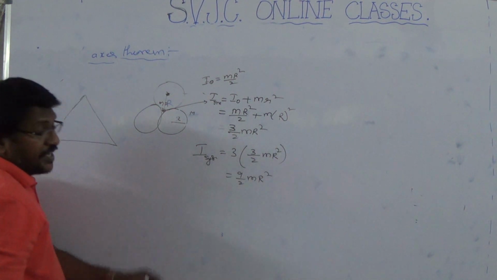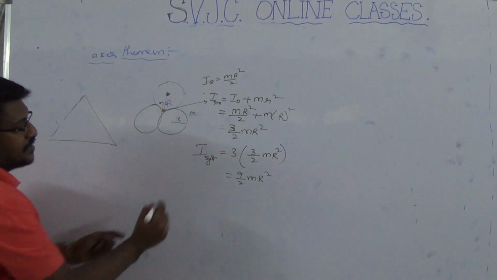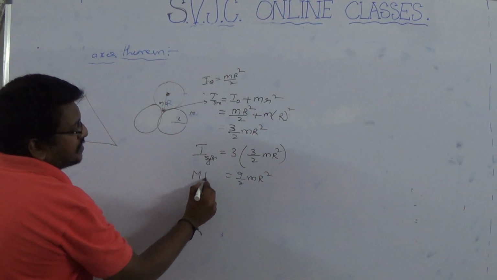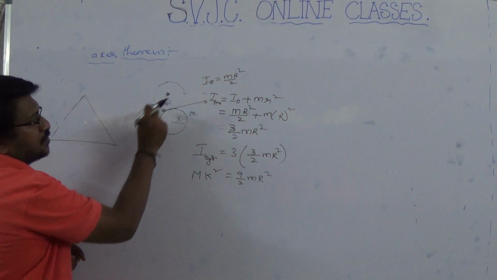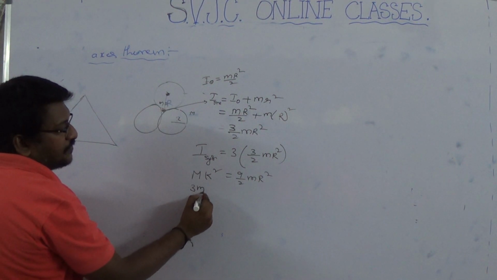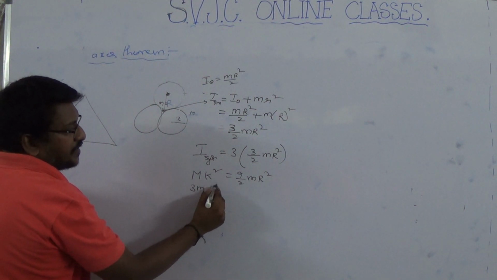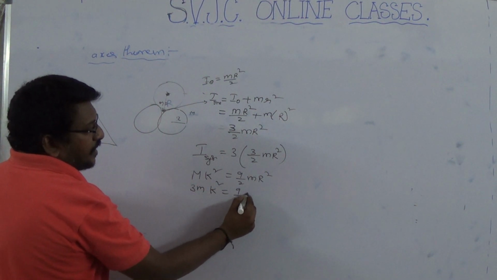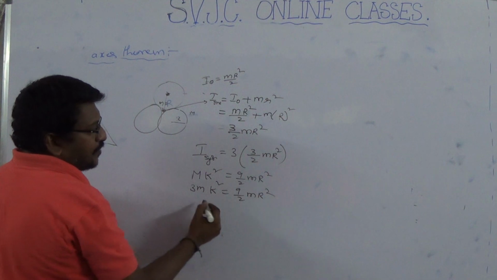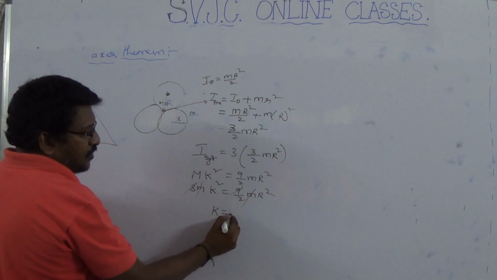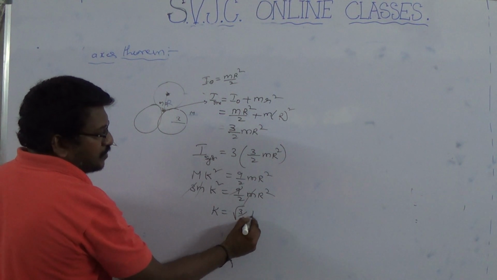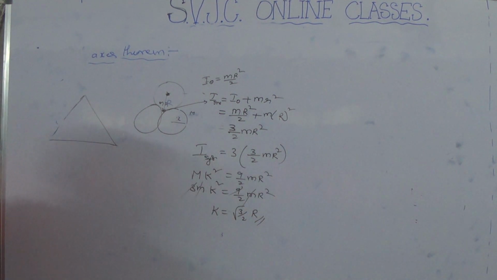What is the radius of gyration? Radius of gyration means you can write total mass into k square, M k square. Total mass means 3m, M1 plus M2 plus M3. So M k square equals 9 by 2 m r square. On both sides m gets cancelled, and 3 cancels with 3. So k equals under root 3 by 2 times r. That is the radius of gyration.